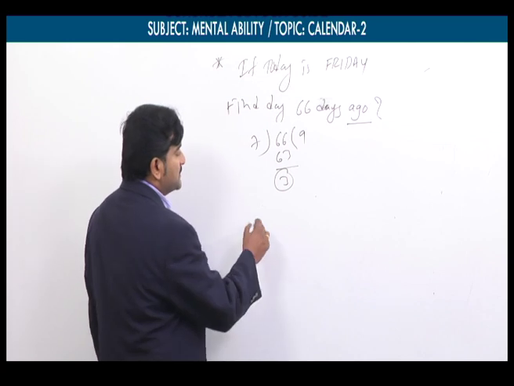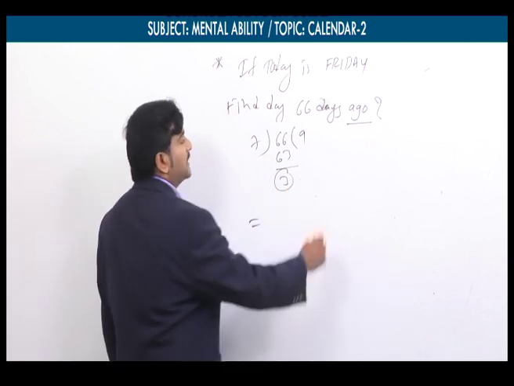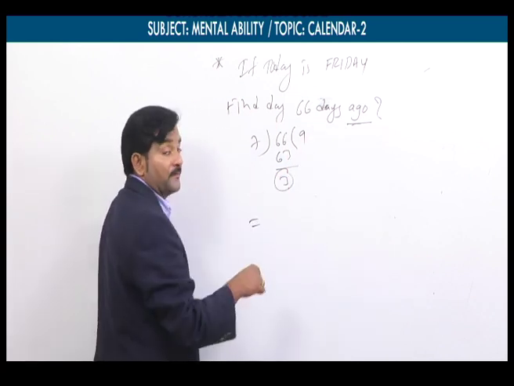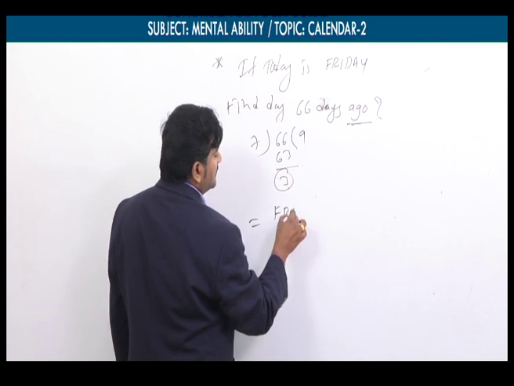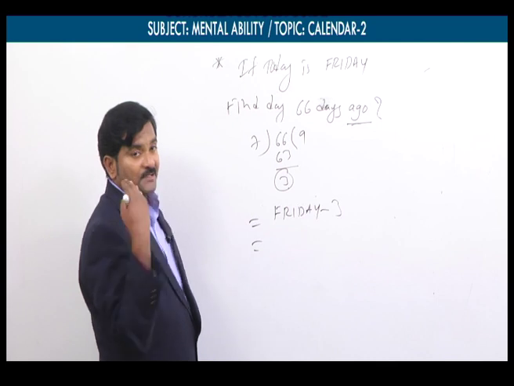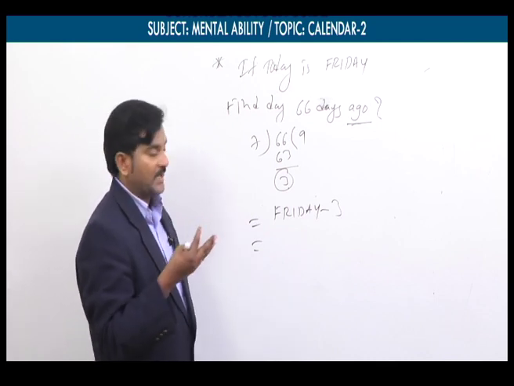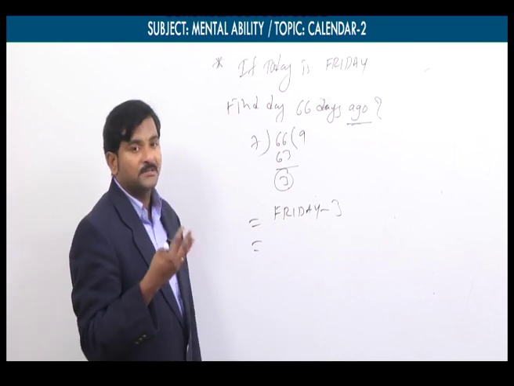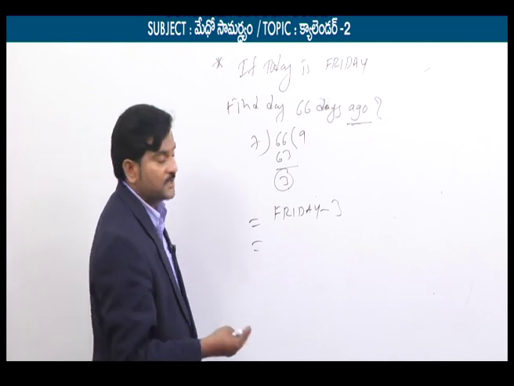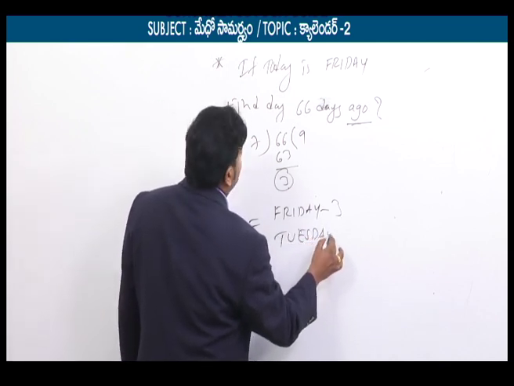No issue. Since he mentioned ago, what I have to do is subtract this remainder from the given day. What is the given day? Friday. From Friday, we need to subtract 3 days. What will we get? Friday's before day is Thursday, Thursday's before day is Wednesday, Wednesday's before day is Tuesday. Therefore, on that day, you will get Tuesday.